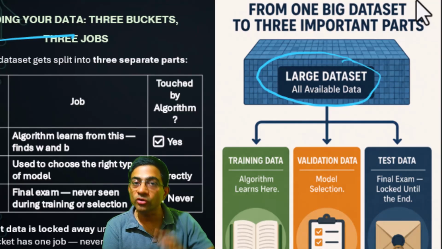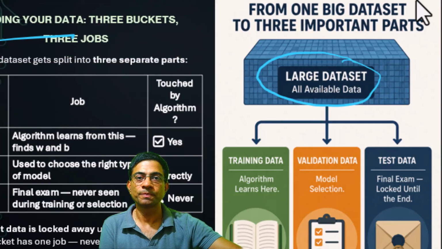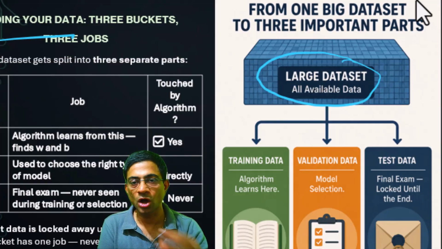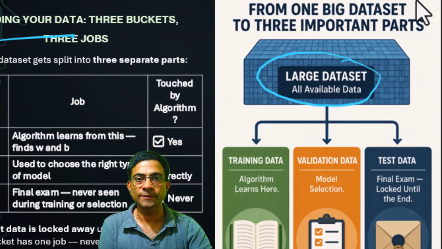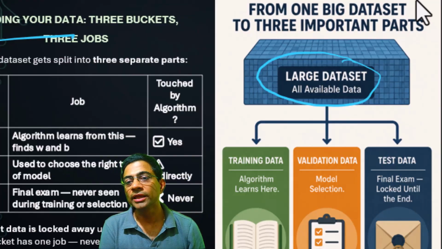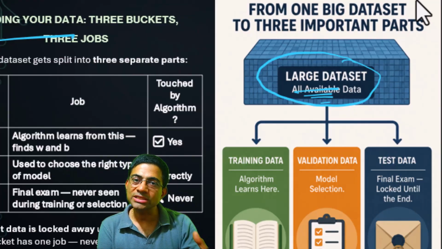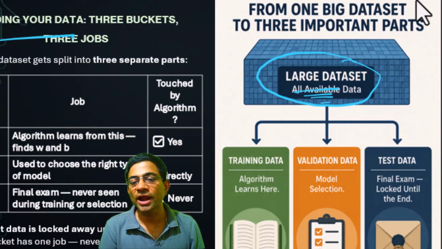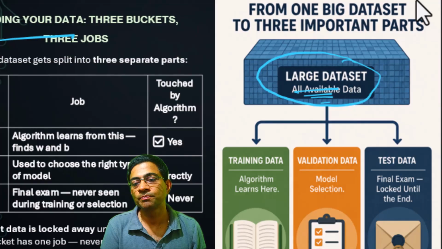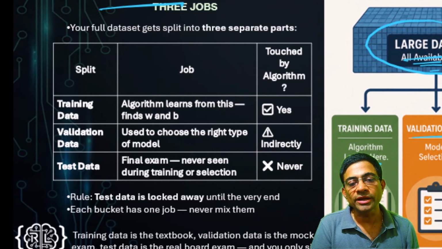So how do we divide the data we have? Dividing your data. We have one large data set. Where do you get this data set? Any normal data set, like we have always been discussing the house data set. So let us take the house data set, and the whole data set we got is the large data set of all available data. Now once we get the data, we divide the data into three parts: training data, validation data, and the test data.